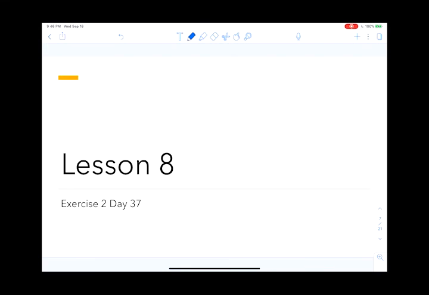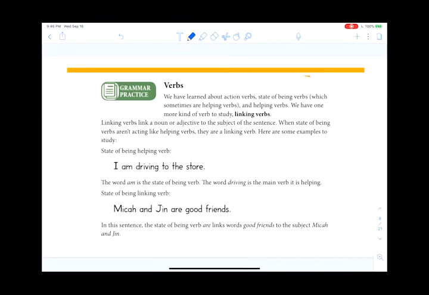Welcome to Lesson 8, Exercise 2, Day 37. Pause this video and pray out loud. For this Exercise 2, Day 37, we will continue on our study of verbs. We will dive more into depth about linking verbs, which link a noun or adjective to the subject of the sentence. When state of being verbs aren't acting like helping verbs, they are linking verbs.